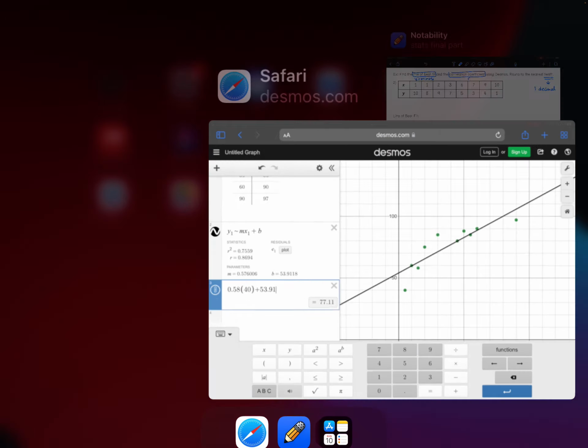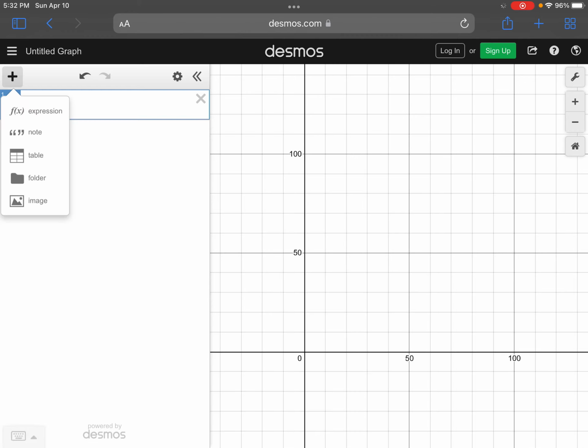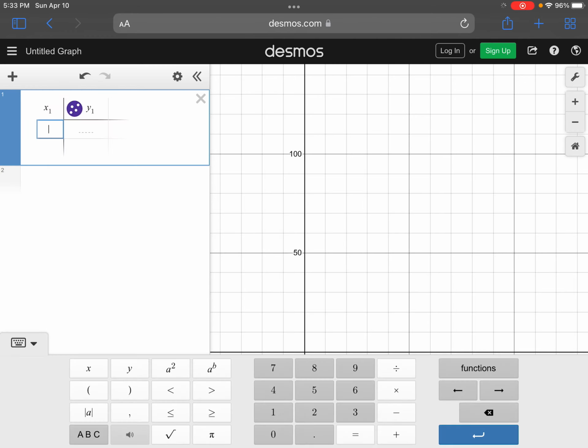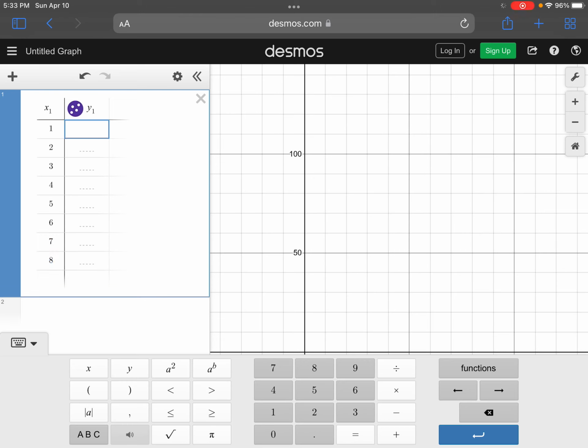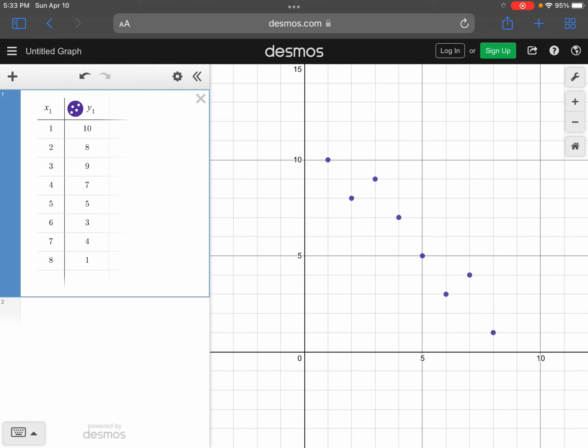So in Desmos, I'm going to come back over here, delete this table, and add a new one. So here my numbers are 1, 2, 3. You'll see that Desmos starts to populate them, so that's nice. And I'm going to go up to 8. And then for my y values, I have 10, 8, 9, 7, 5, 3, 4, and 1. And if I hit that magnifying glass, it will zoom in on my data.